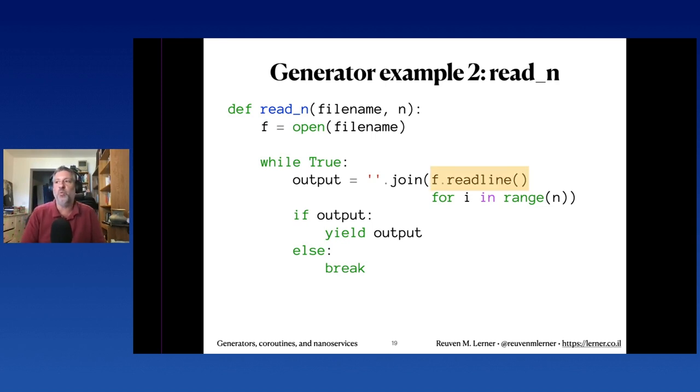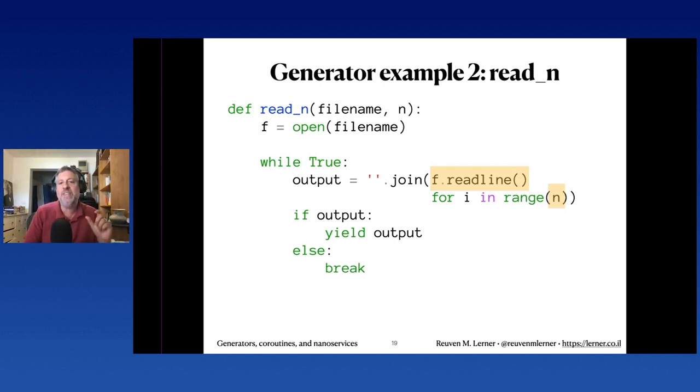Well, we're going to read a line. We're going to run f.readline. That reads from the file. How many lines does it read? Well, one, up to and including the next newline. How many lines am I going to read? Well, I'm going to read n. So I'm calling the function with the name of a file and n, the chunk size that I want.